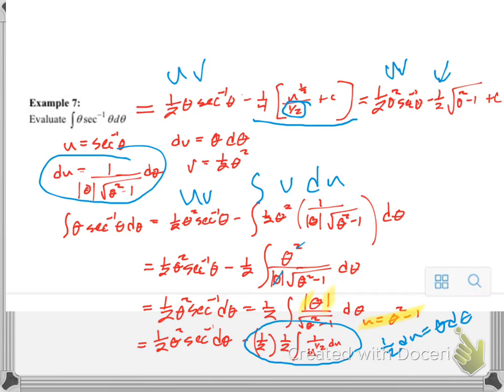Pretty tough antiderivative, but we'll get better at those. It's just knowing what u to pick, breaking it up, knowing when to do long division, when we still have to do u substitution and integration by parts. So this goes on and on.